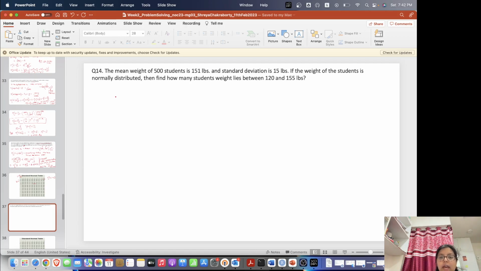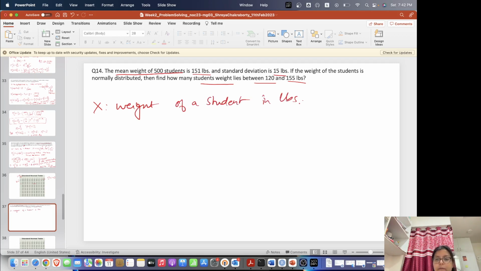So here also we have the mean weight of 500 students as 151 pounds and standard deviation 15. If the weight is normally distributed, find how many student weights lie between 120 and 155. So x is the random variable denoting the weight of a randomly selected student in pounds. We have to find the probability 120 less than or equal to x less than or equal to 155.